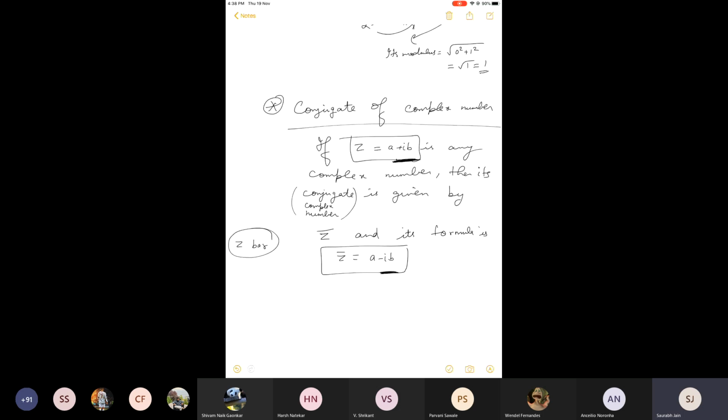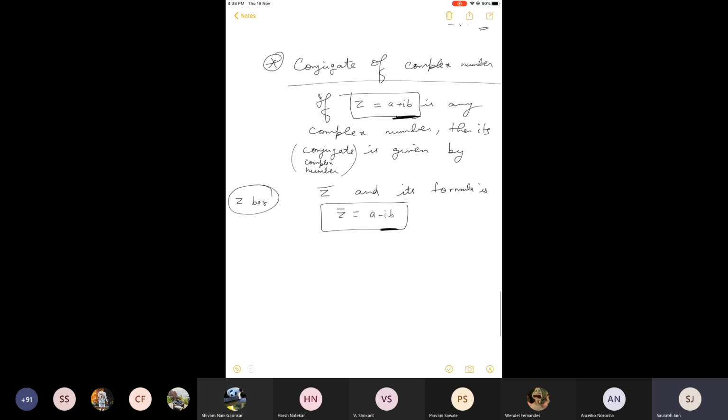So based on this, I have a question for you. Let me see how many of you can give me the correct answer. The question is: find the conjugate of 3 minus 2 iota into 2 plus 3 iota by 1 plus 2 iota into 2 minus iota. Tell me what is the conjugate of this complex number.